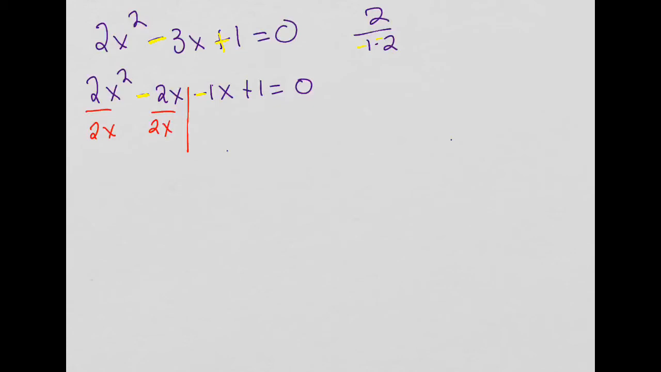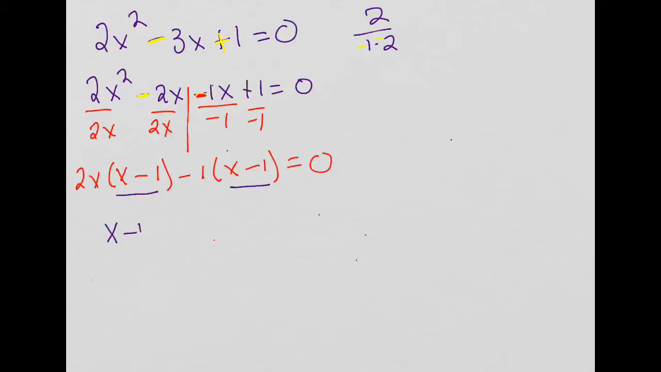The GCF between 2x squared and 2x is 2x. So I'm going to bring that down. I am left with x minus 1. What I see in common here is just a negative 1. Since this is a negative, you want to bring down the negative 1. Negative x divided by negative 1 is just x. 1 divided by negative 1 is negative 1. What repeats here is the x minus 1, so I'm going to bring that down. What I have left is 2x minus 1.